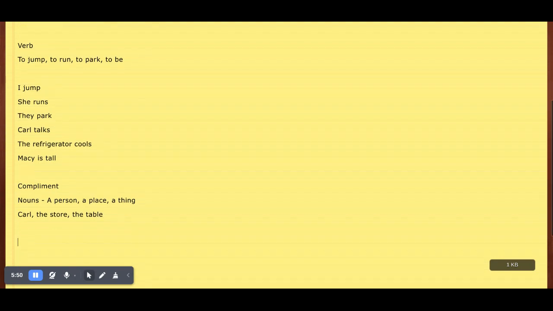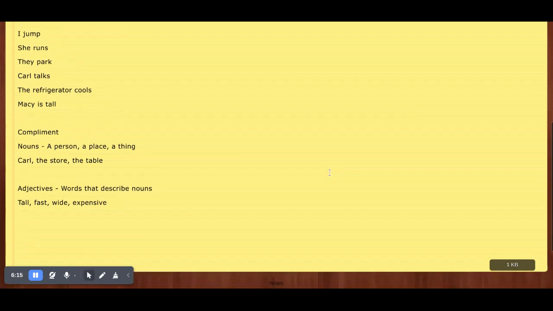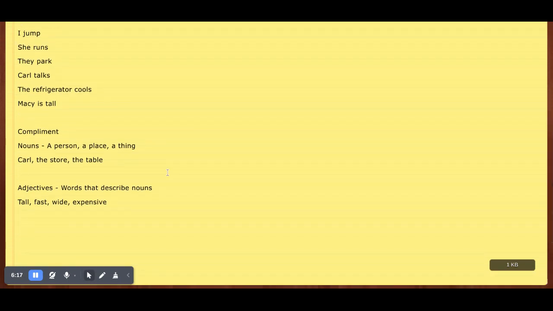And then if we want to look at adjectives, these are going to be words that describe nouns. So for example, I could say tall, fast, wide, expensive, things like that. So if we put these in a sentence, it could look like this.